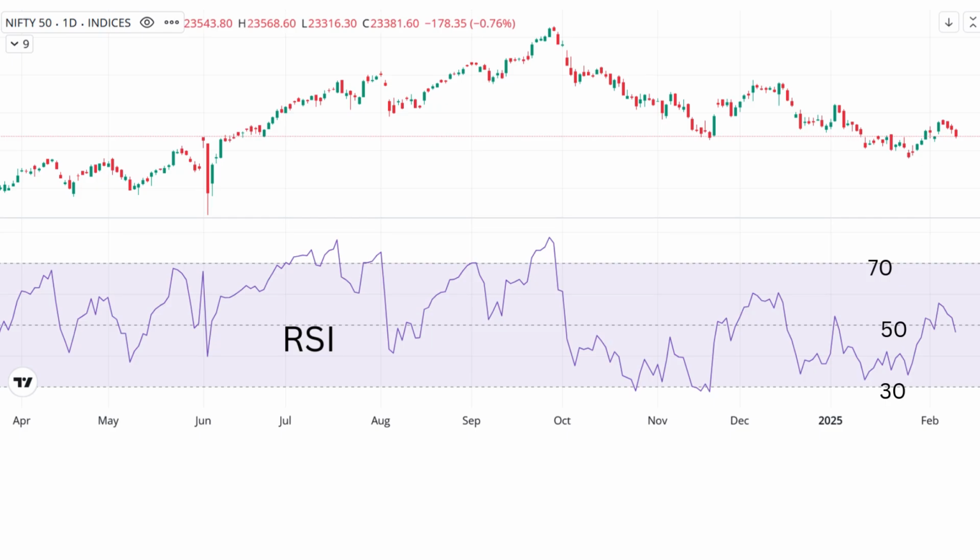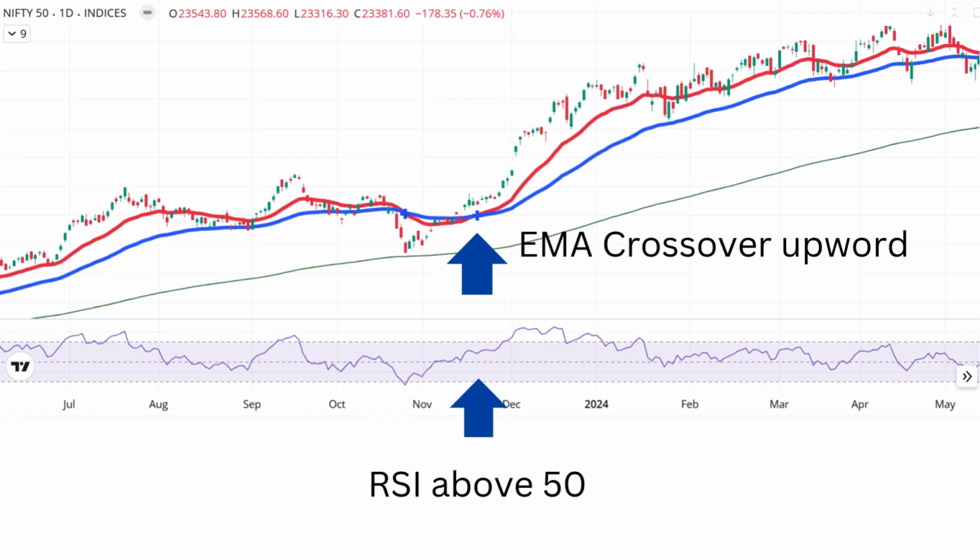Now, let's talk about the exponential moving average, EMA, and why it's a key tool in trading. The EMA places more emphasis on recent price data, making it more responsive to price changes compared to the simple moving average, SMA. Traders use EMA crossovers, such as the 20-day and 50-day EMA, to spot potential trend changes.